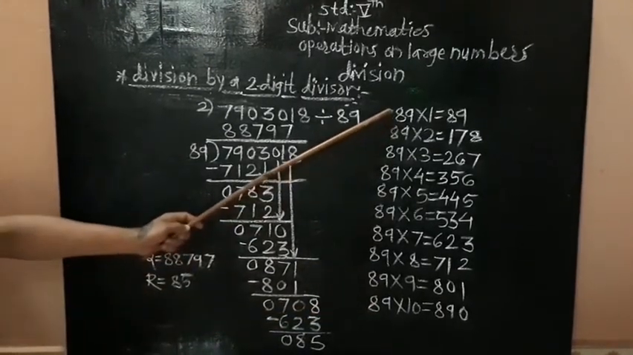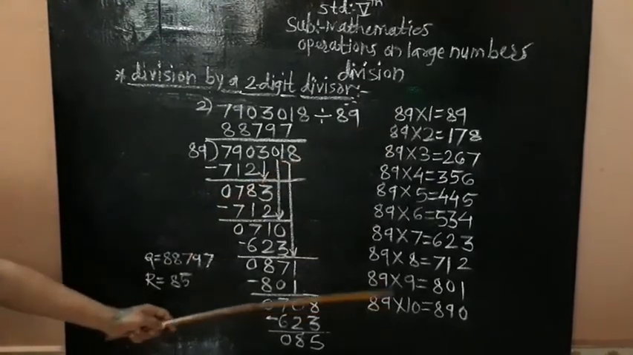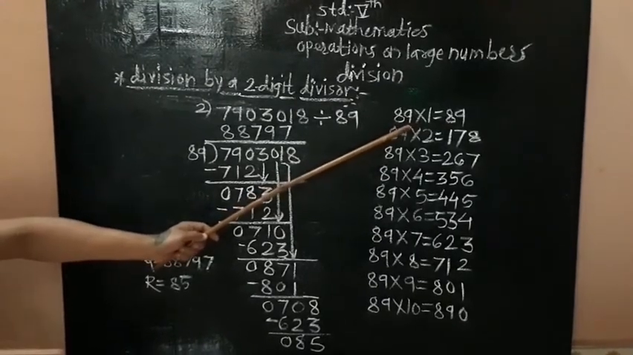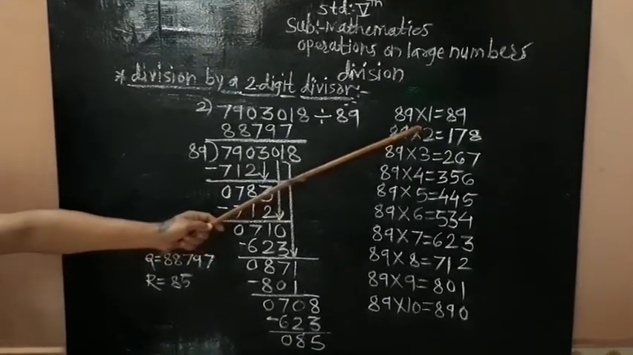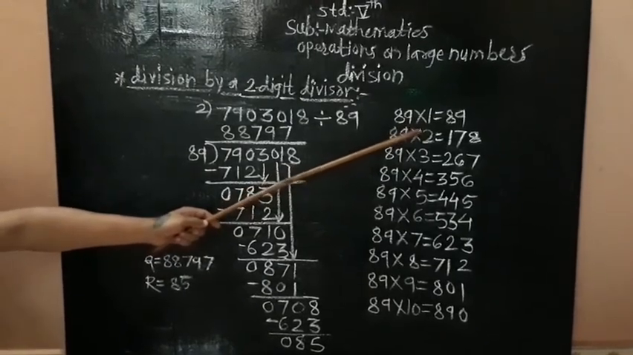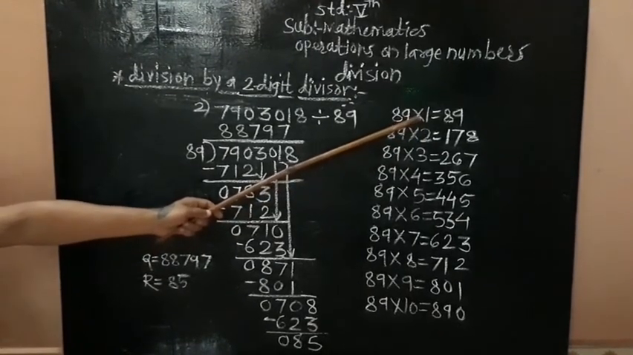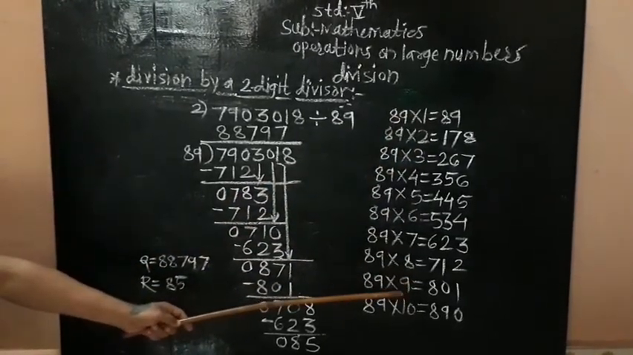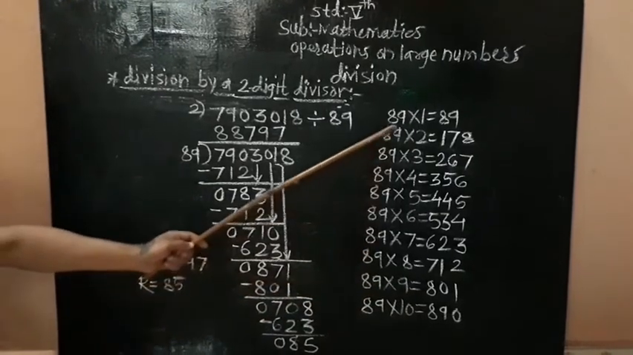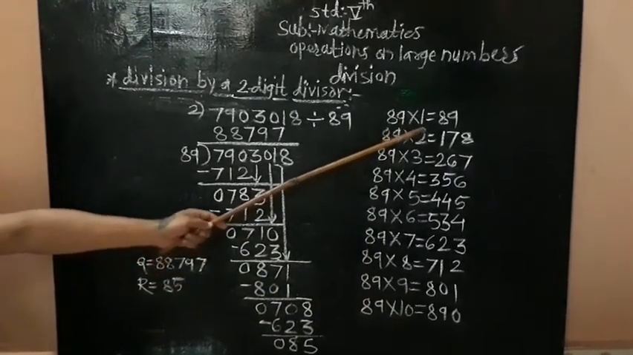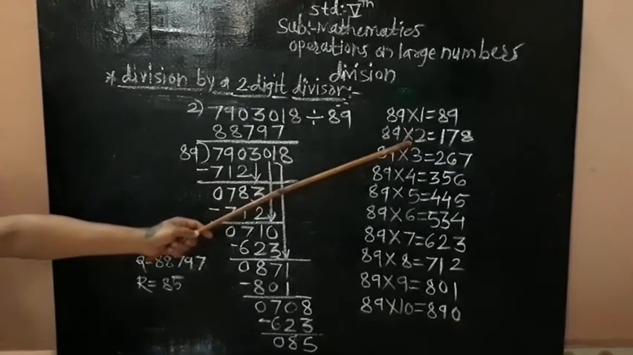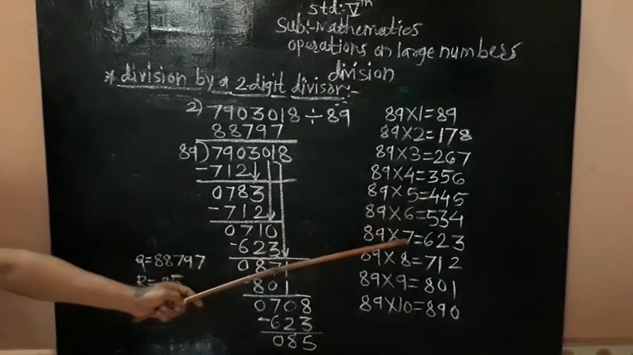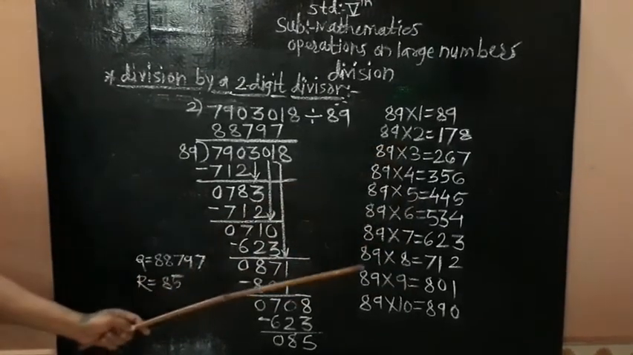So you can see here, I make the 89 table up to the 10th place. How did I make it? By multiplication. I think you are 5th standard students, so you know very well how to multiply a given number by a one-digit number. 1, 2, 3, 4 are all one-digit numbers. So I multiplied 89 with 1, then with 2, then 3, then 4, then 5, 6, 7, 8, 9. This is easy multiplication for you.